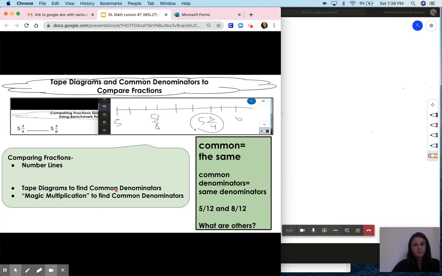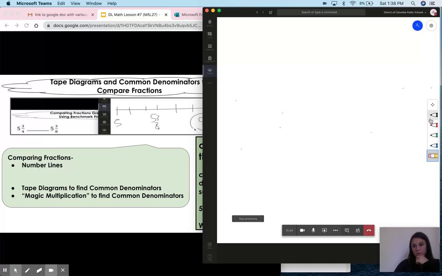Now, common denominators, we've talked about those before, but remember, common means the same. So common denominators just means same denominators, yes. Here's an example of two fractions with common denominators, 5/12 and 8/12. They have common denominators because the denominators are the same. Great. So what's another pair of fractions that has common denominators?